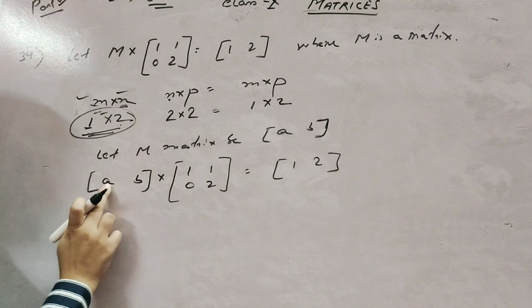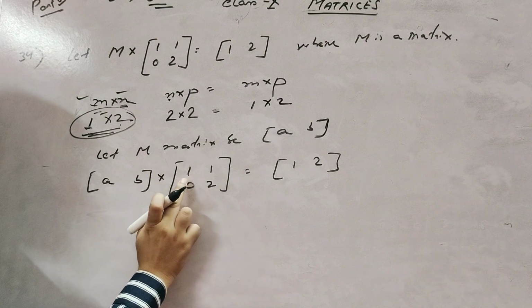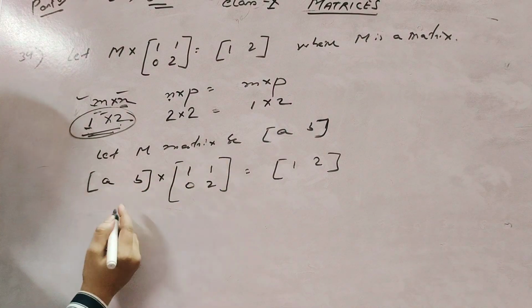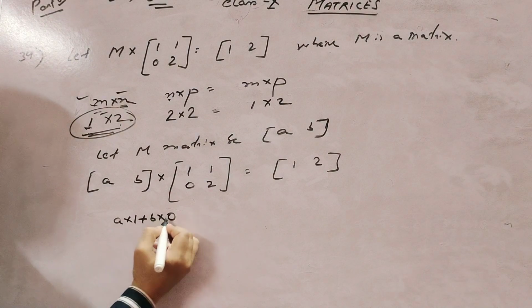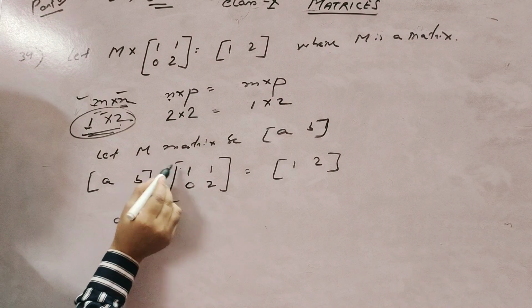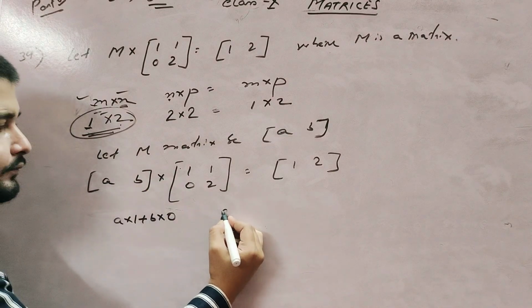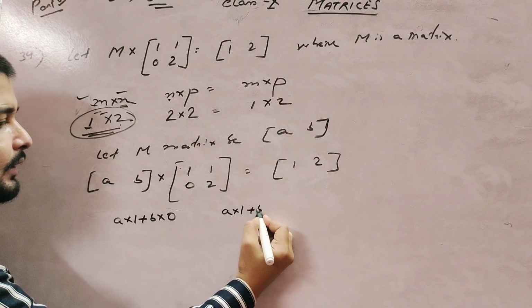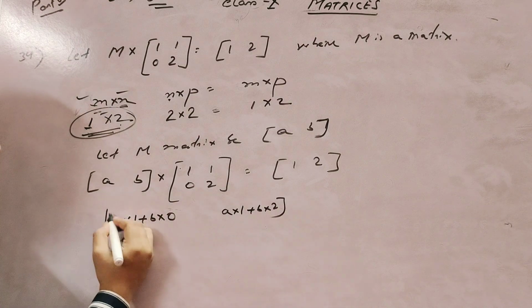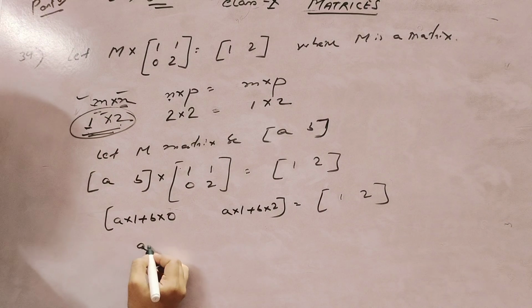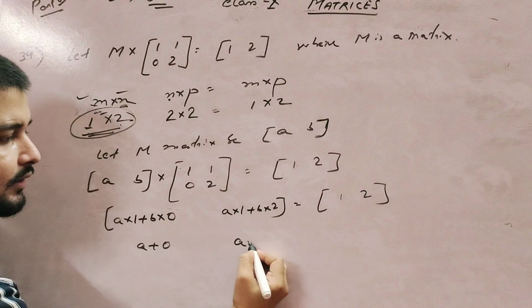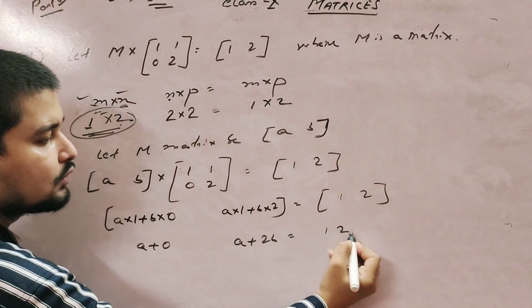We know that I multiply first row, first column, first row, second column. So A into 1 plus B into 0. Again A into 1 plus B into 2 equals 1 2. Okay, so A times 1 is A, B times 0 is 0, A times 1 is A, B times 2 is 2B, equals 1 2.